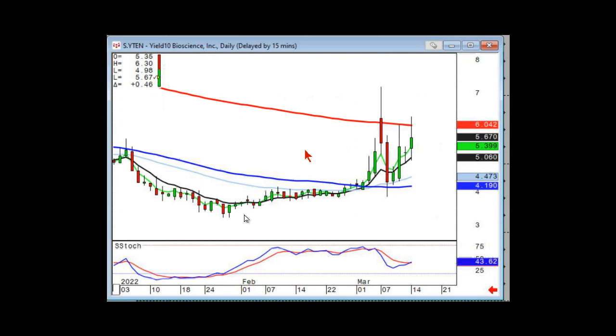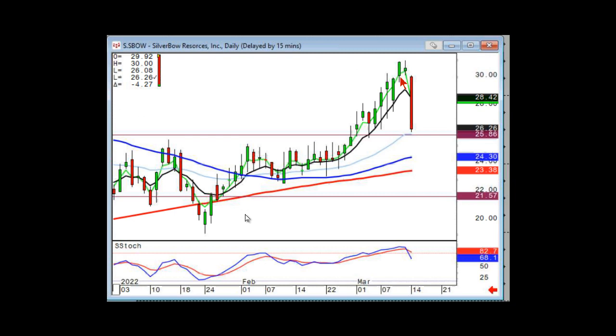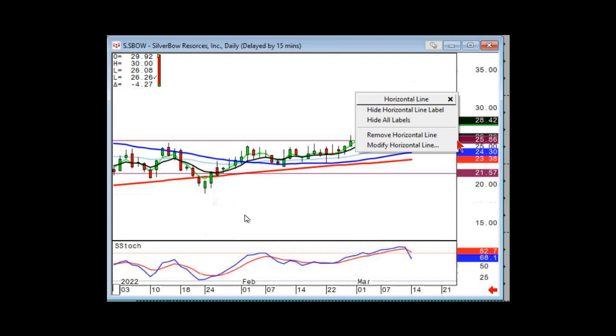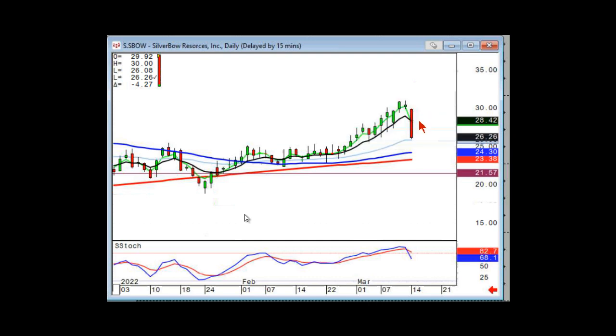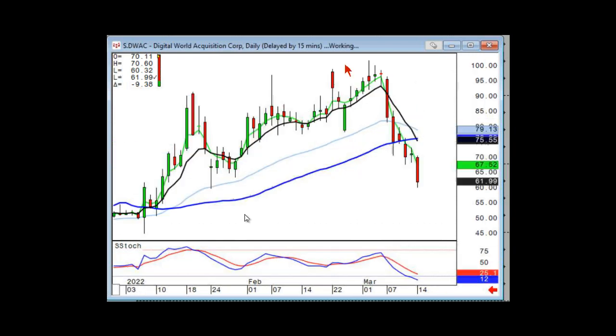So when you see something like that, and they've really broken it down, obviously there's a major change of investor sentiment.